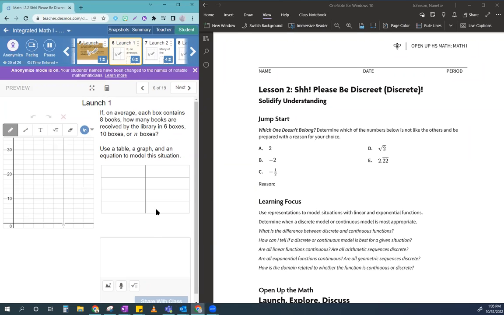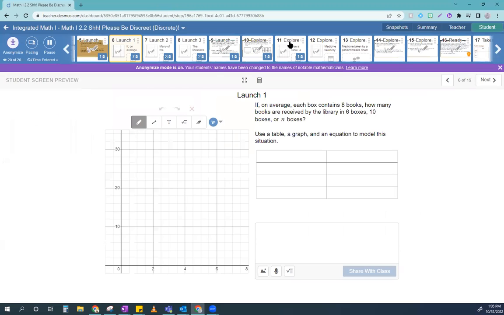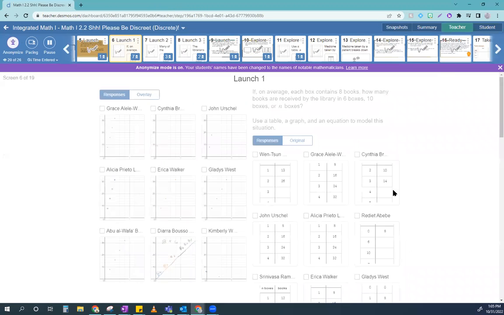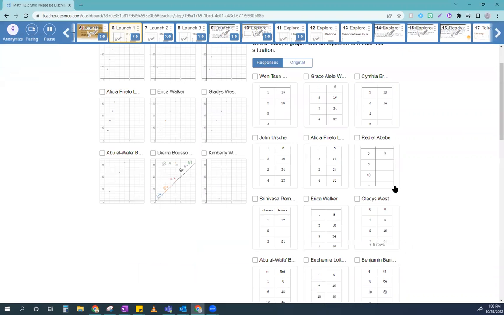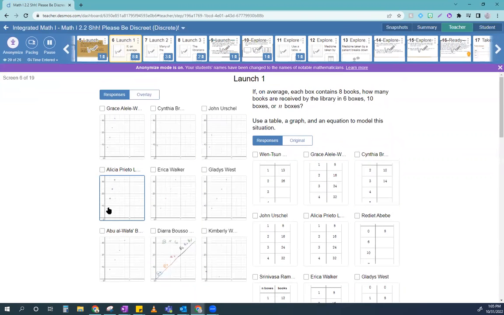I already looked at your work, and your work looked really good. So I'm going to grab a couple people's work here. If you notice here, we have a couple people putting dots. That's the very first thing that I noticed. And I'm like, hey, how come you guys aren't connecting the dots?